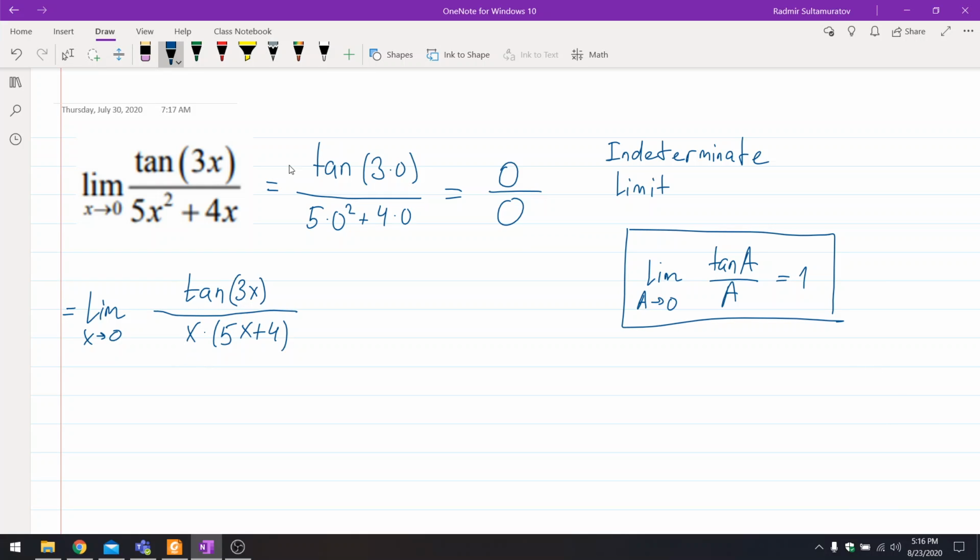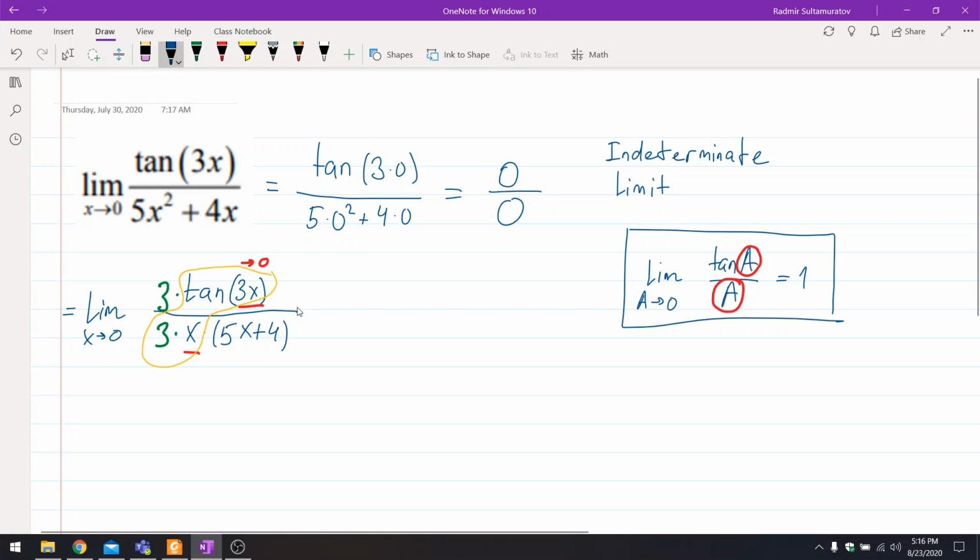Now we see here an x, and here we have 3x. And when x approaches 0, 3x also approaches 0, right? So to use this formula, I need to have the same expression in the argument of tangent and in the denominator. Here I have 3x. So to make this happen, I multiply by 3 top and bottom as well. So now I have tangent 3x over 3x here, like that.